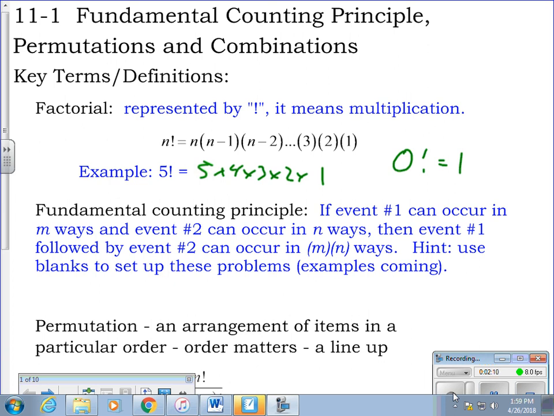That's what this is: the number of ways the first thing we want times the number of ways the second thing we want, and so on. It's how you count things. How many ways can I do it? That's what this is about today.